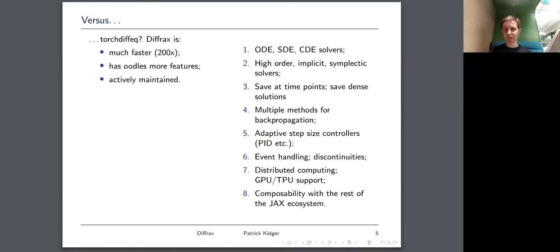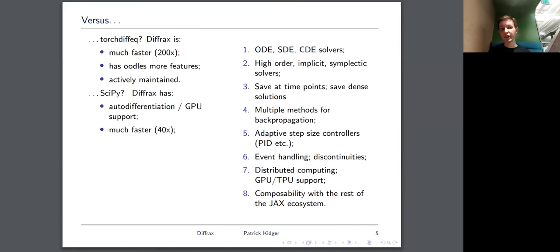Okay, so that's versus TorchDiffEq, which is probably what, I don't know, maybe half of you are doing. But there are other options. How do we compare? So versus, say, SciPy. Well, first of all, this is sort of an easy comparison, right? Diffrax actually supports auto differentiation. It supports auto parallelism. It supports GPUs. None of those things are true on SciPy. It's much faster. And again, loads more features. We just saw that.